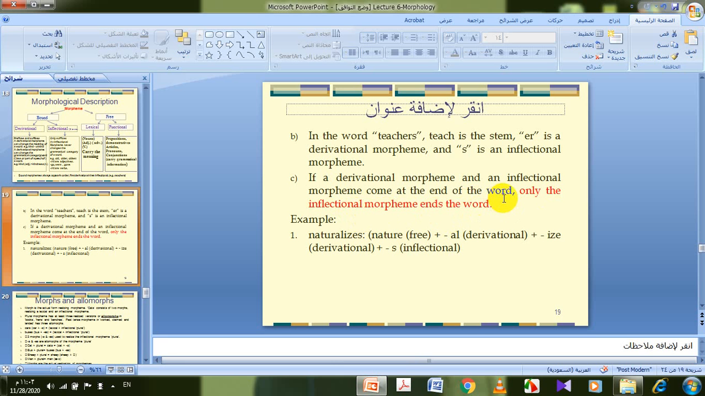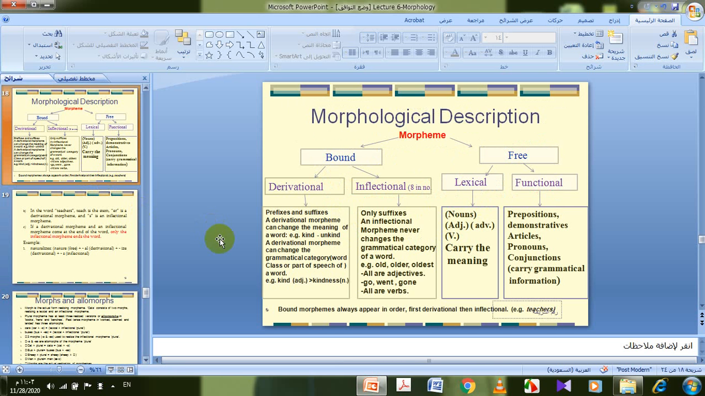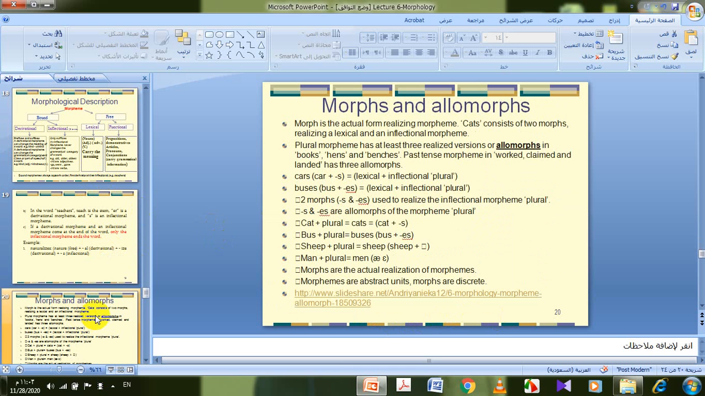It means the derivational comes at the beginning, okay? The derivational comes at the beginning. First derivational, then inflectional. This is very easy, okay? So I think we are done with this. Let's go to morphs and allomorphs.